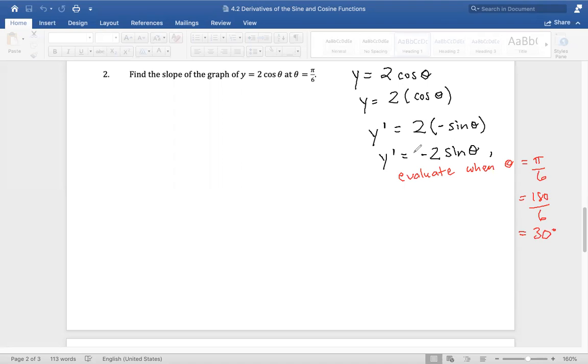So what we're really figuring out here is the derivative equals negative 2 times the sine of 30. Another way to look at it is negative 2 multiplied by the sine of 30 degrees. So to figure out the sine of 30 degrees, we're looking at special triangles. Special triangles have the pi over 6 in them, or the degrees. I'll write out both triangles here just to show you.